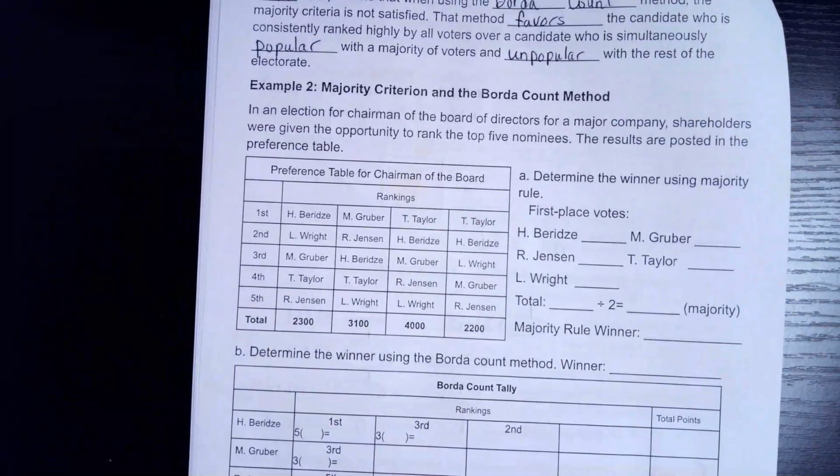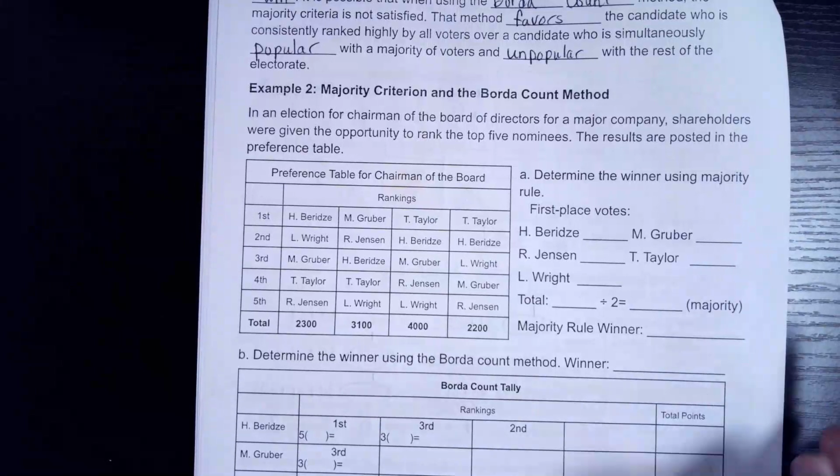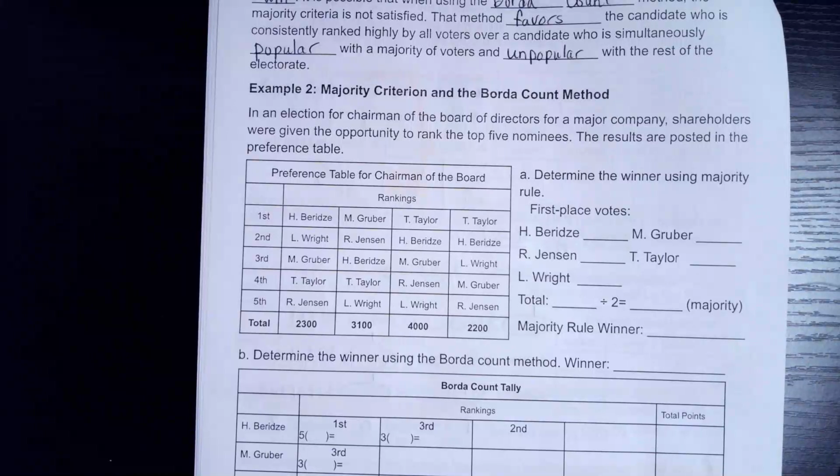Example 2, majority criterion and the Borda count method. So, our situation this time, in an election for chairman of the board of directors for a major company, shareholders were given an opportunity to rank the top 5 nominees. The results are posted in the preference table below.